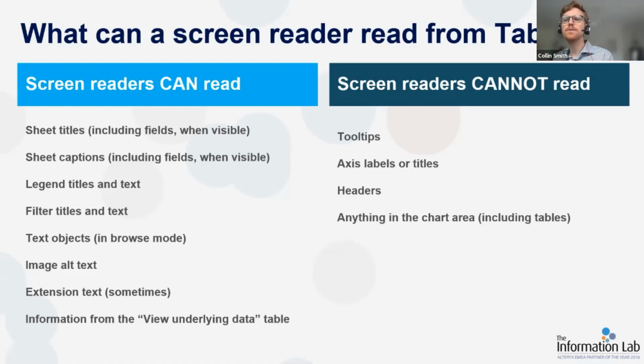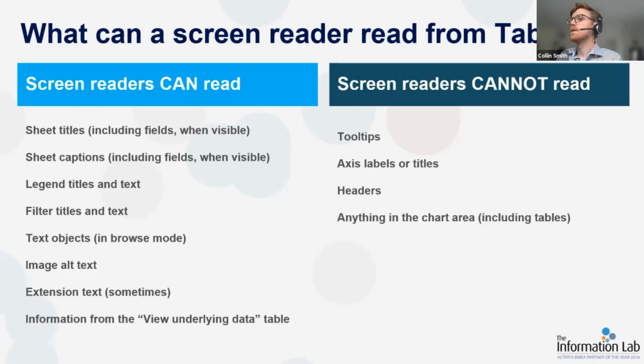And there's some clever ways that you can use window calculations and things like that to actually bring some of the top line information from your chart into the title so that it can be read aloud by the screen reader. All captions that are made visible on the dashboard, including dynamic fields, can be read by the screen reader. Any sort of legend titles or text, filter titles or text objects can be read, but oftentimes only when you're in a particular mode called browse mode in the screen reader, rather than the focus mode.